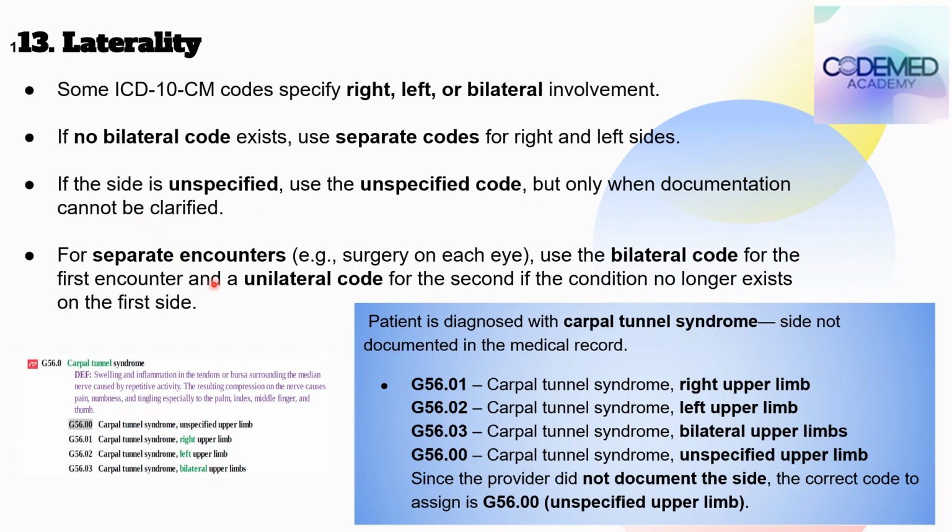Now, remember in ICD-10-CM we have the code for the right, upper, left, bilateral and unspecified. So, if the patient is diagnosed with a carpal tunnel syndrome, side not documented in the medical record, then what code will I write? I will write the code G56.00. Why will I write this code? Because it is an unspecified upper limb. Okay, and we will write that code.